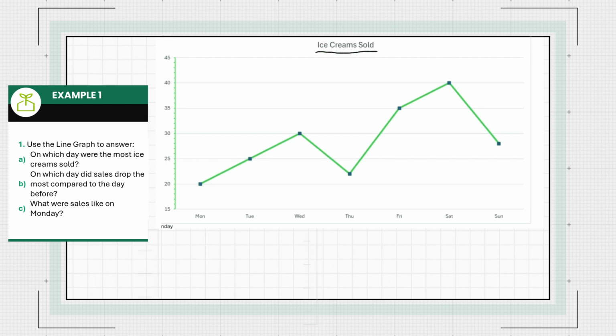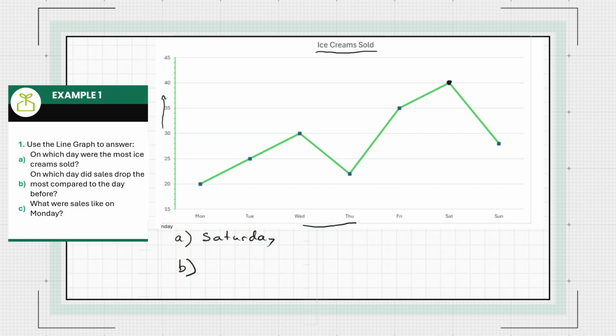We have ice creams sold, and down the bottom we have the days of the week, and up the side here we have our amount sold, or our total sold during that particular day. Alright, so let's start with question A, and it's asking us on which day were the most ice creams sold. So the higher we go up the vertical axis, the more we have sold, and our highest point is right here on Saturday, where we have sold 40 ice creams. So Saturday is our first answer.